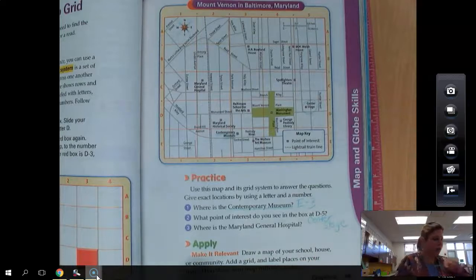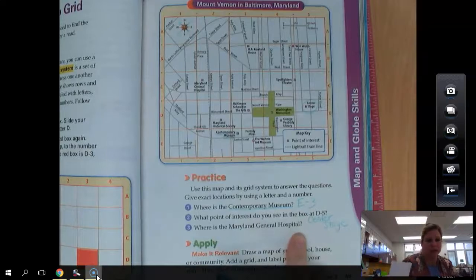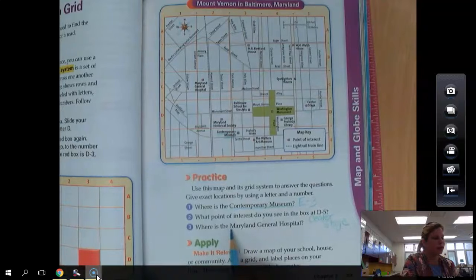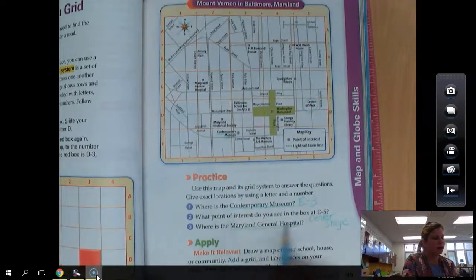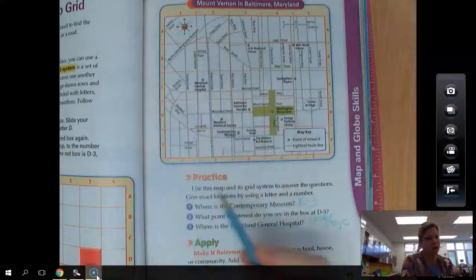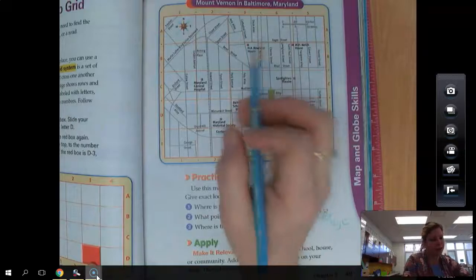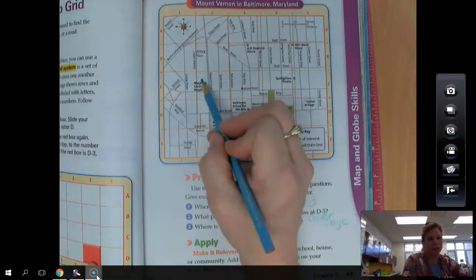Let's look at number 3. Where is the Maryland General Hospital? Well, I don't know. We need to look at the map to find our map grid to see what box it's in. But let's go ahead and find the Maryland General Hospital. See if you can find those words in your map. I found it right here.